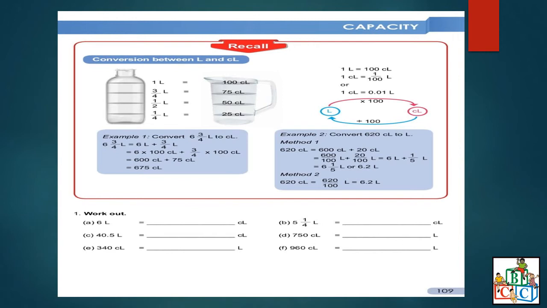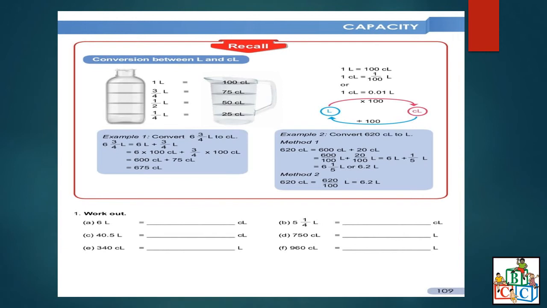So here you have an example. Convert 6 and 3/4 liters to centiliters. As you already know, 1 liter is equal to 100 centiliters. So 6 liters is equal to 600 centiliters. Then what about the 3/4 liters? You will have to do 3/4 times 100 is equal to 75. You will add 675. Your answer is 675 centiliters.